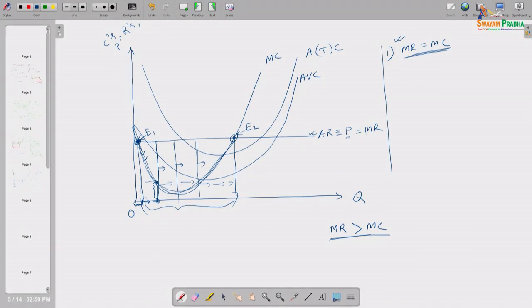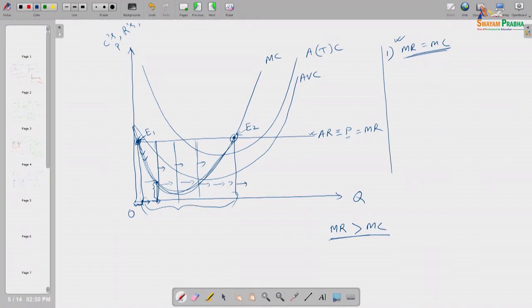That second order mathematical condition that we are trying to understand here, or rather have understood here using logical reasoning. So the producer should not stop production at U1 point, rather he should produce until E2 point. Why not after E2 point?